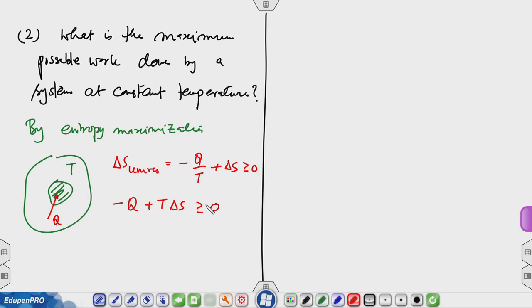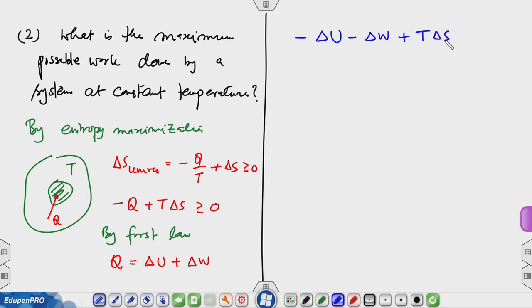Now the system does work. It could be doing it by expansion of the volume, it could be doing something else, it could be producing energy. There could be a battery, or there could be something else. Then I know by the first law that Q, the heat going into the system, is equal to the change in its internal energy plus work done by the system. And therefore, I have minus delta U minus delta W plus T delta S greater than or equal to 0, or minus delta U plus T delta S is greater than or equal to delta W.